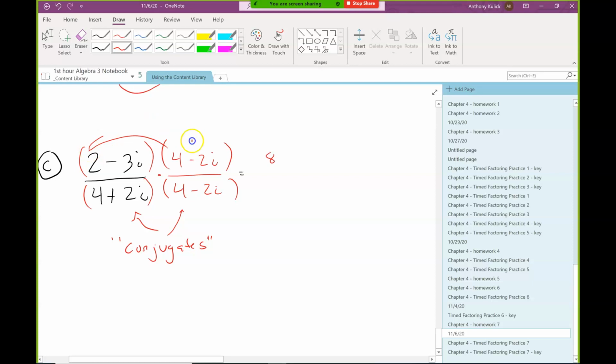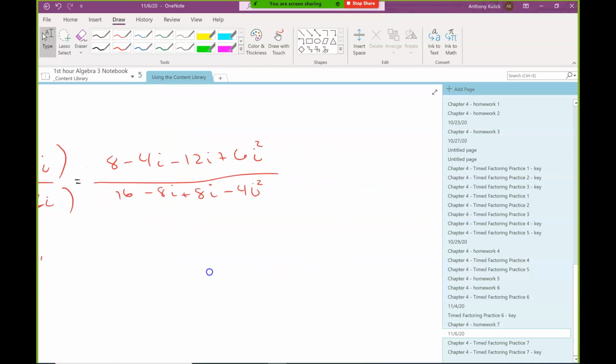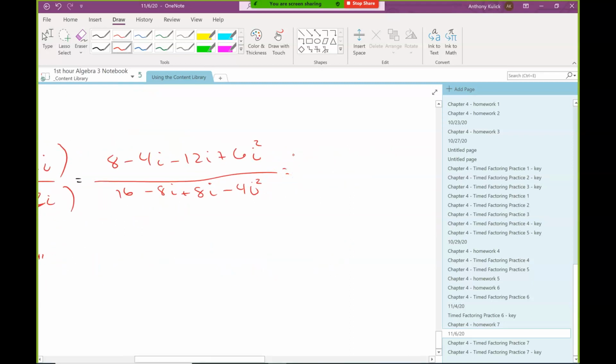So I have 8 minus 4i minus 12i plus 6i squared over 16 minus 8i plus 8i minus 4i squared. So far, so good with everybody? Okay. So let's combine the like terms and get rid of our i squareds.